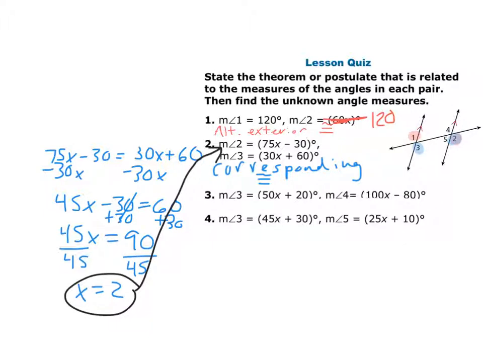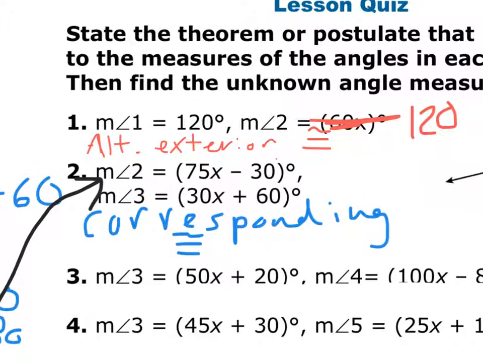So it's 75 times 2, 150, minus 30, 120. So angle 2 would be 120. And what's 30 times 2? 60. 60 plus 60? 120. So both of these would be equal to 120. Yep, we said in the beginning that they were congruent. So now that we got that they're congruent, they just double checked our work.